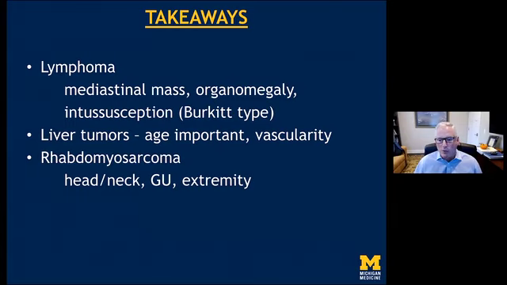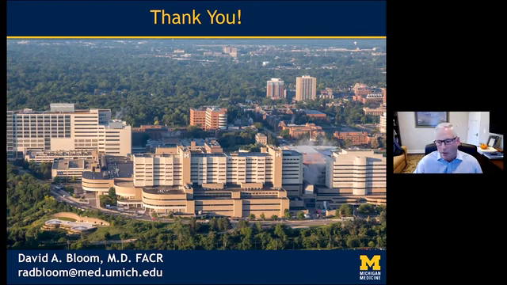And then liver tumors, the age is important. Use that vascularity like we talked about for hemangioma, giant hemangioma. Obviously, if it's multiple lesions, you'll even more likely favor the potential of hemangioma. And then remember that rhabdomyosarcoma likes to go to 3 specific places: the head and neck, which we weren't going to talk about today, but genitourinary is very important. And again, it can also be in the extremities, one of its more typical presentations. And I think that's everything.